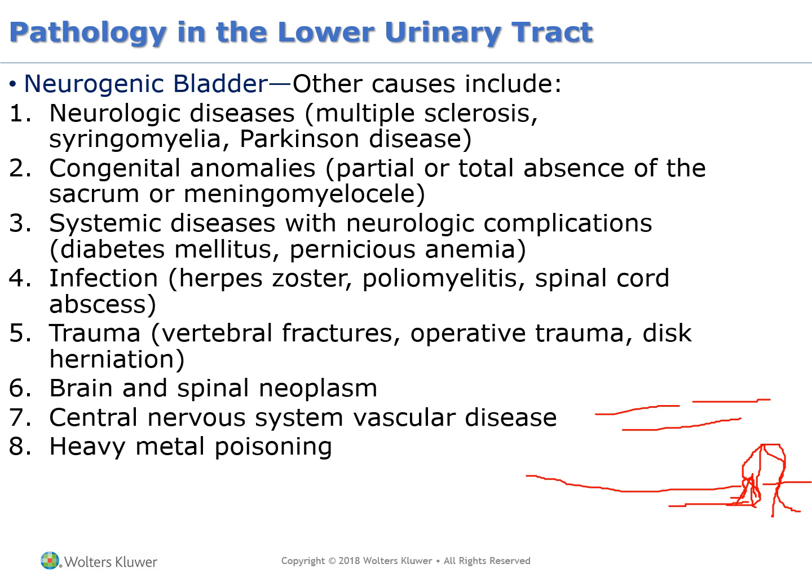Brain and spinal neoplasms could compress or alter the spinal cord. Central nervous system vascular disease: again, if you don't get enough blood there, it can't function normally. And then heavy metal poisoning. Those heavy metals will build up in different places, and sometimes they can affect the neuron's ability to function.